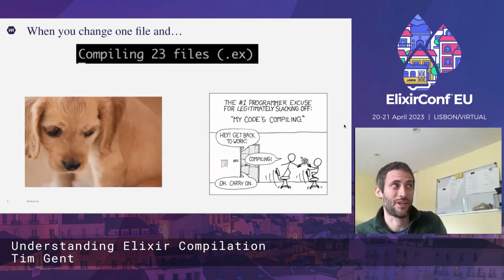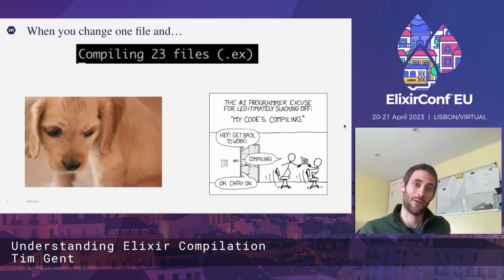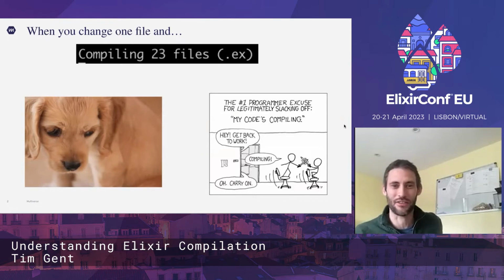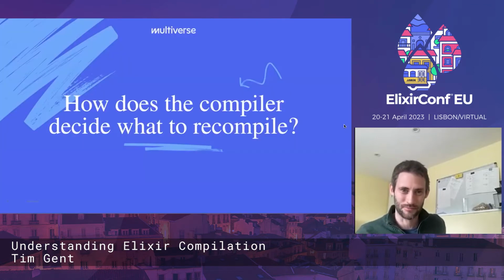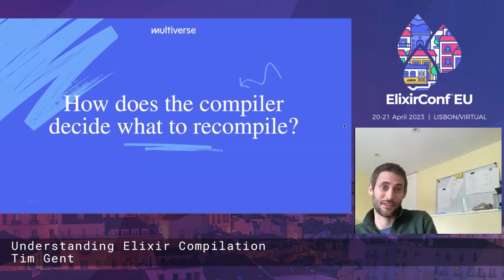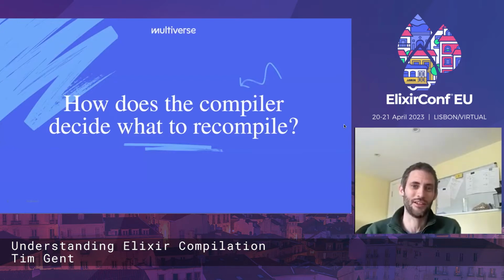So this talk aims to help you understand why this happens, some of the underlying things about how the Elixir compiler works, and then it will give you some tips for how to stop this happening in the future and speed up your feedback cycle. So the first thing to cover is, how does the compiler decide what to recompile?